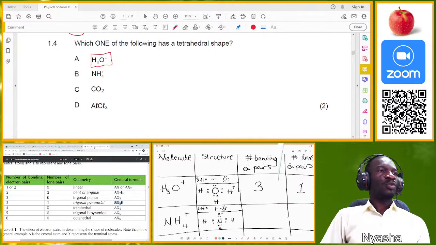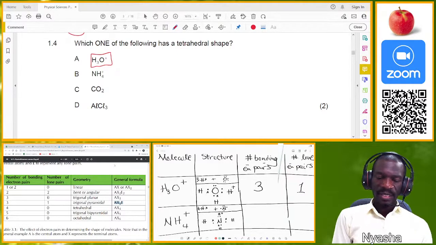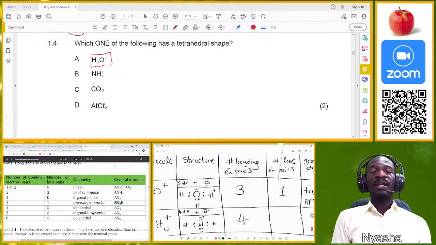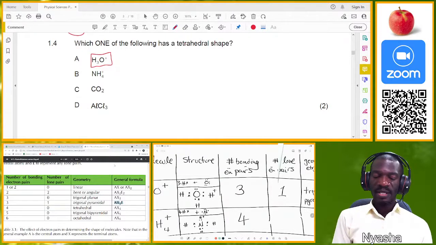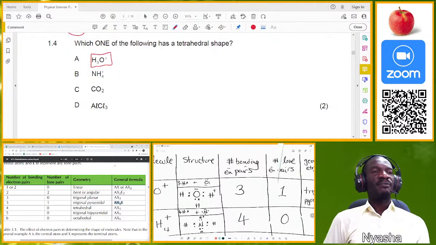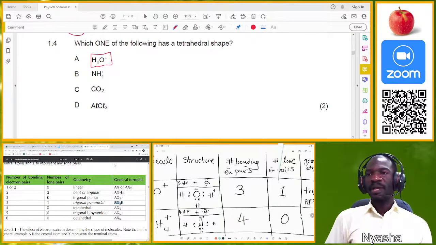What are we supposed to look for? We're supposed to look for the number of bonding electron pairs. How many electron pairs are bonding here? 1, 2, 3, 4. So these are 4 bonding electron pairs. How many lone pairs do we have? Do we have any lone pairs here? We have a dative bond, but we don't have a lone pair. So we have 0 lone pairs.